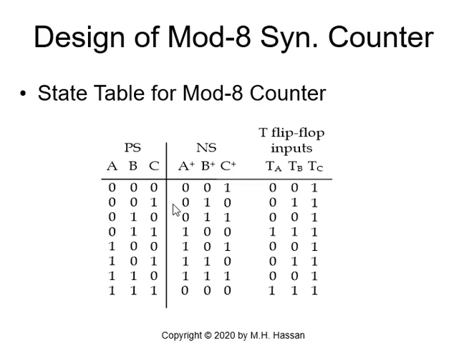Now, if we look at this table, this is the state table for mode 8 counter. If we are in state 0, 0, 0, the next state will be 0, 0, 1. If we are in state 0, 0, 1, the next state will be 0, 1, 0, and so on and so forth until we reach 1, 1, 0, the next state 1, 1, 1. If we are in state 1, 1, 1, the next state will go to 0, and the circle will go around and around, okay, the state graph.